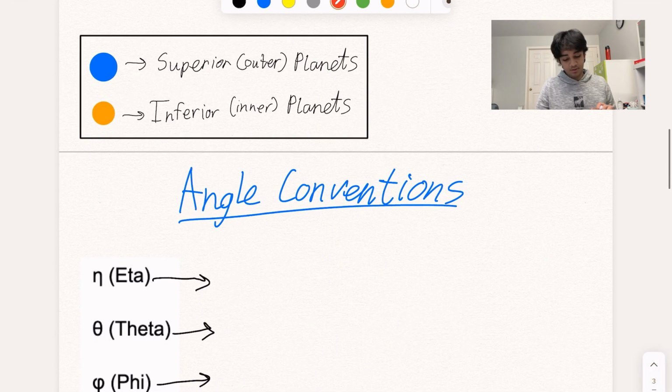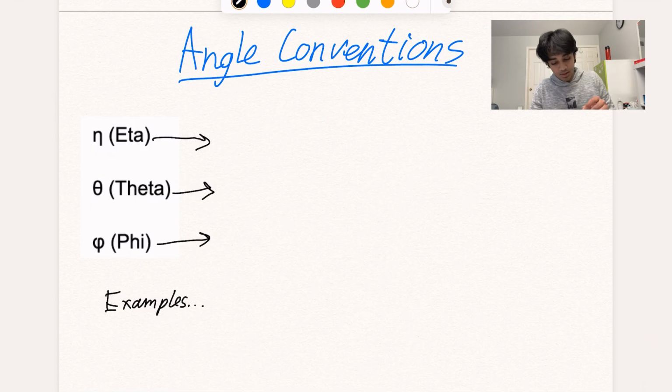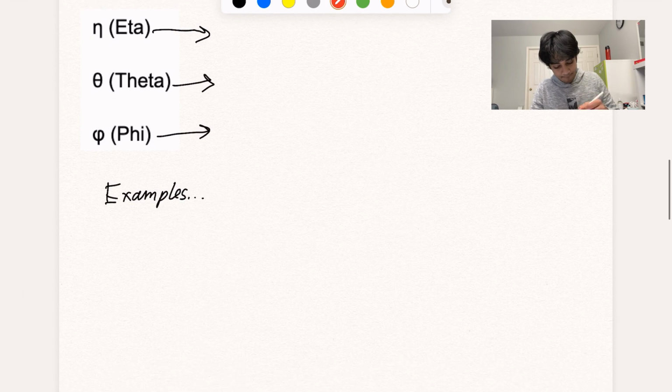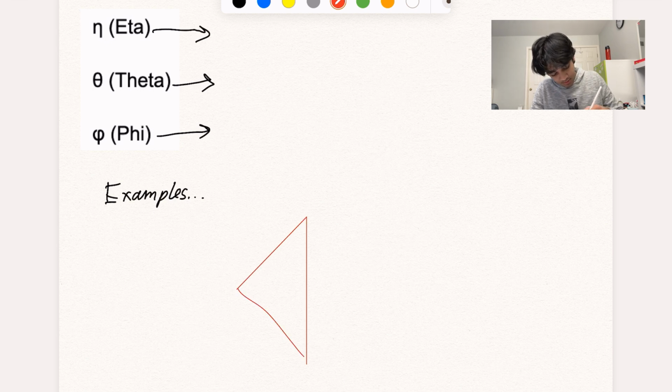Let's talk about some angle conventions. So when we have a triangle, let me actually draw one out. So let's say we have a straight line here, and then we have a 90-degree triangle over here. This is 90. Let's call this the sun, this the Earth, and this the planet, let's say.